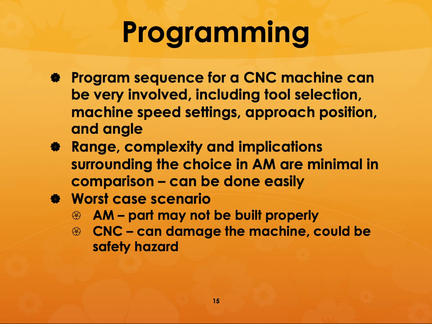So sometimes the part may not build properly, whereas in the case of CNC, the tool can foul against the part and it can damage the machine and it could be a safety hazard. If your machining tip is pretty sharp and it breaks, it can go like a bullet, and it can hurt people around. So you have to have pretty stringent safety features built into the CNC machine, whereas you don't need to do that in the case of additive manufacturing.